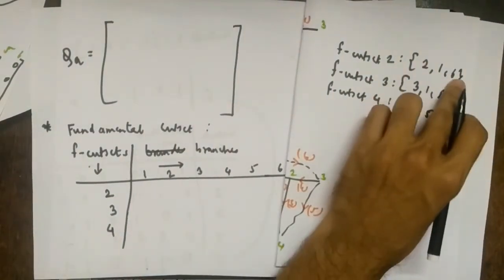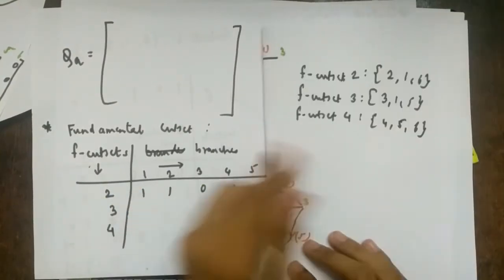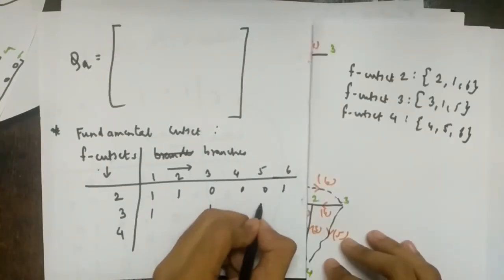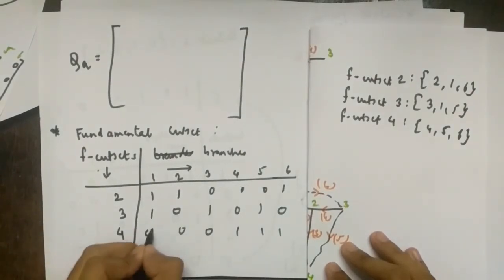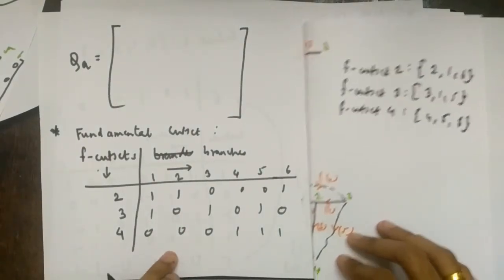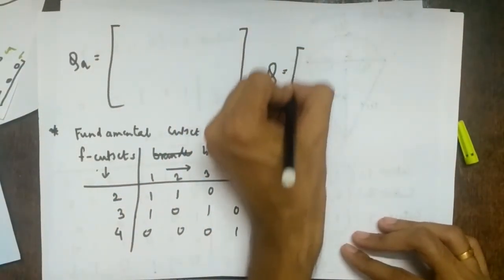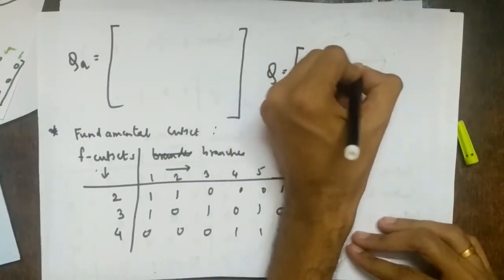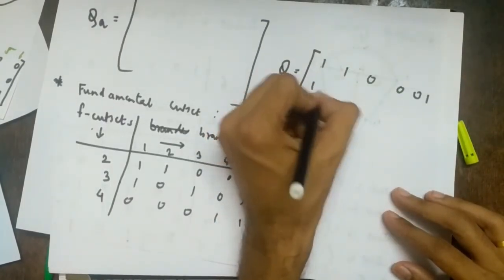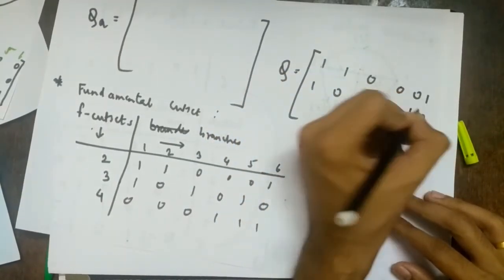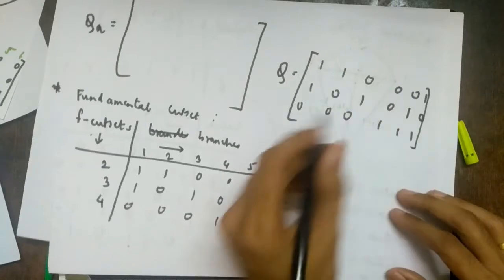So 2, 1, 6 are there, so directly make them 1. Rest are 0. Then 3, 1, 5: rest are 0. Then 4, 5, 6 is 1, rest are 0. So this is our F cut set matrix, denoted by Q. It is 1 1 0 0 0 1, then 1 0 1 0 1 0, then 0 0 0 1 1 1. So this is my F cut set matrix.